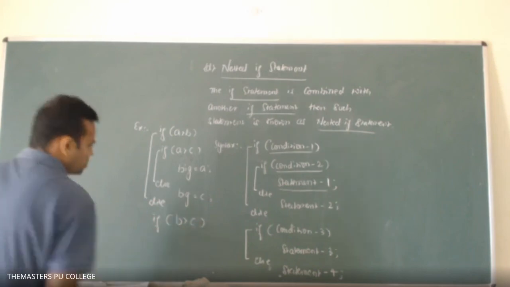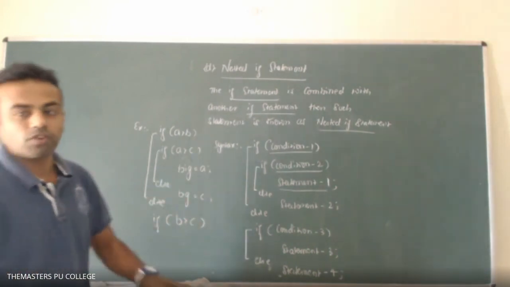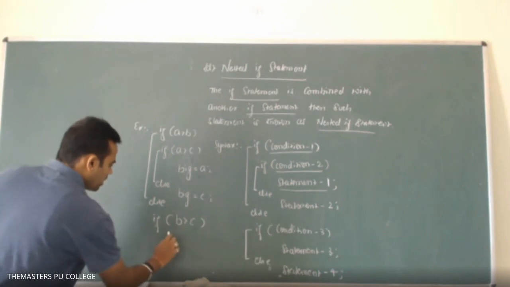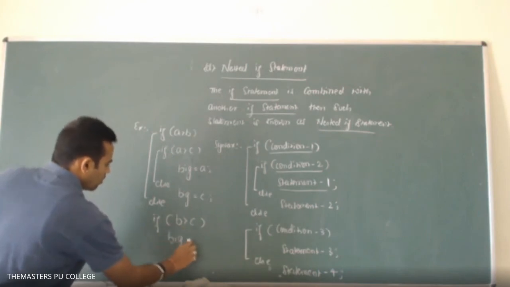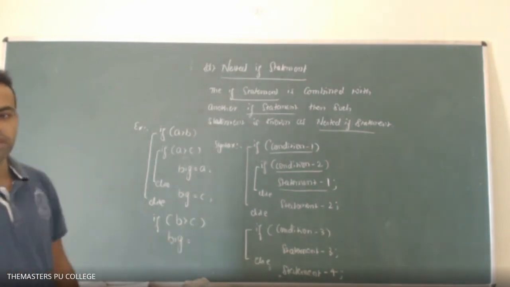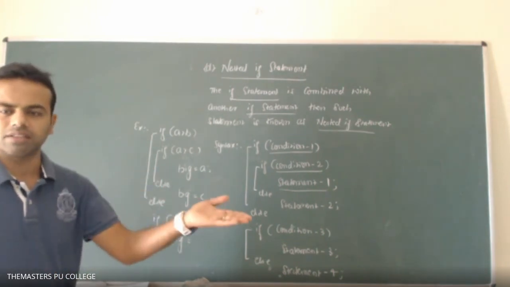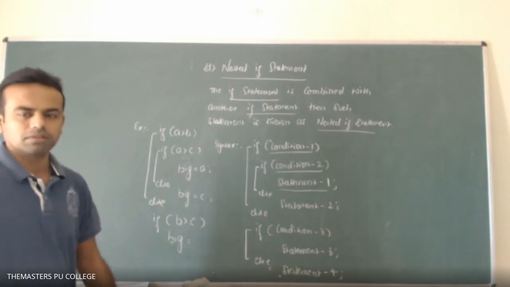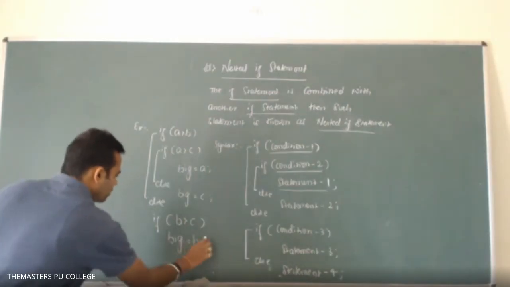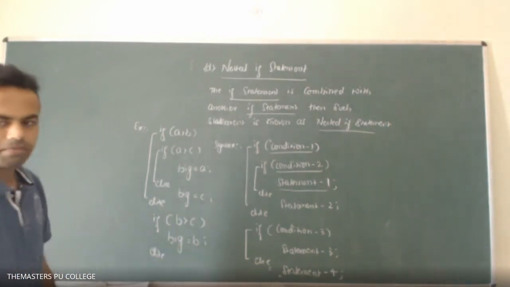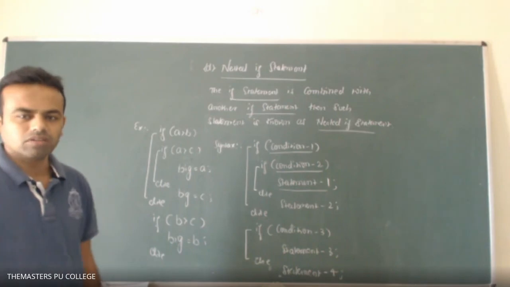Next if: b is greater than c. Now statement 3 and statement 4 both get resolved. If b is greater than c, which is the biggest number? If the second element is greater than the third element, then the biggest number is B. Very good. Else, what will be printed? Else, C.